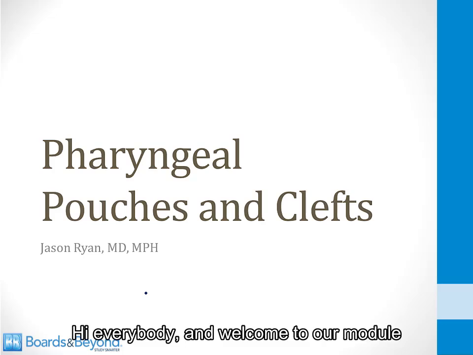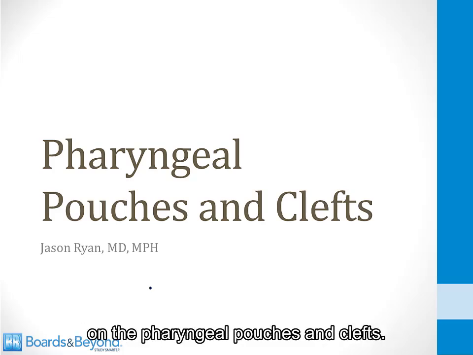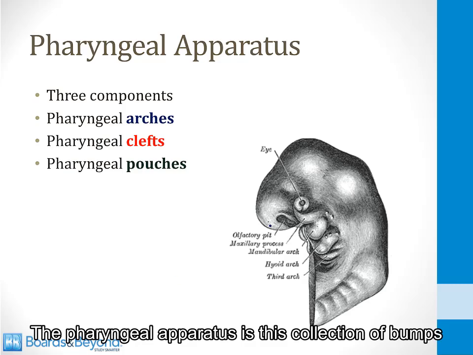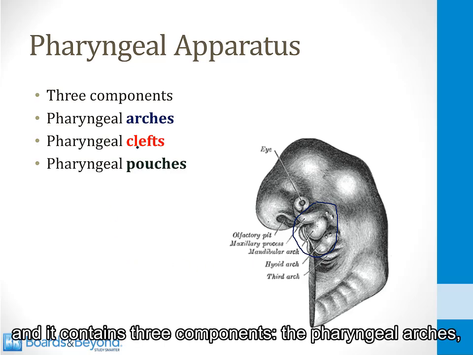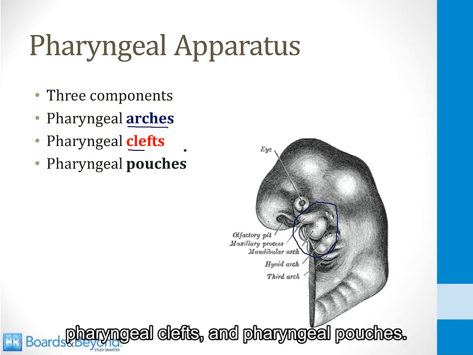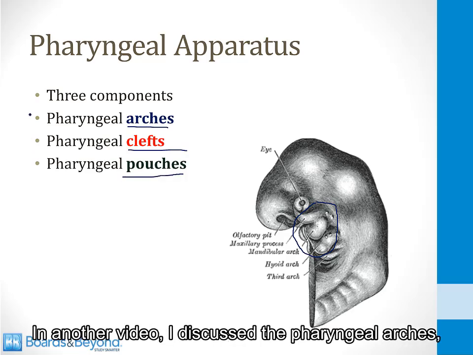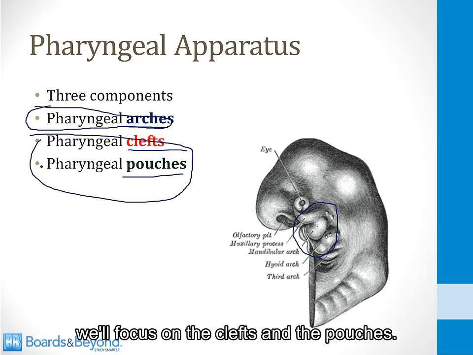Hi everybody, and welcome to our module on the pharyngeal pouches and clefts. The pharyngeal apparatus is this collection of bumps that you can see in the embryo, and it contains three components: the pharyngeal arches, pharyngeal clefts, and pharyngeal pouches. In another video I discussed the pharyngeal arches, and in this video we'll focus on the clefts and the pouches.